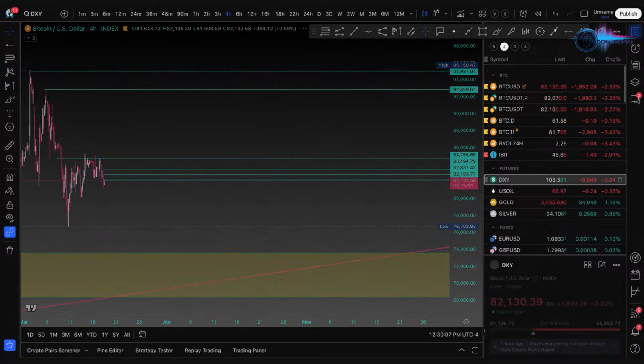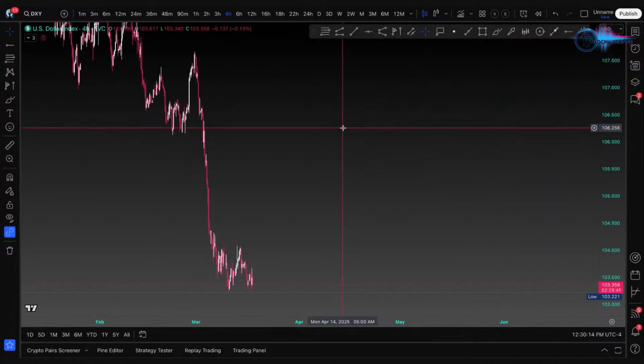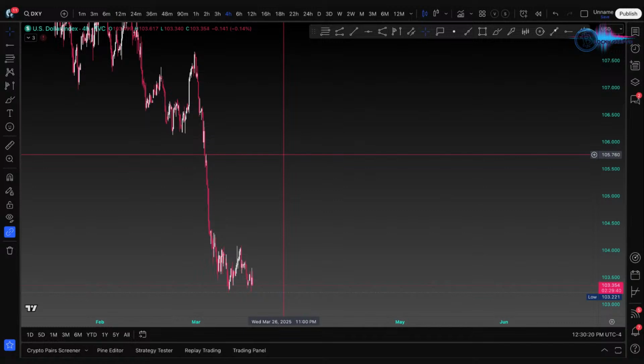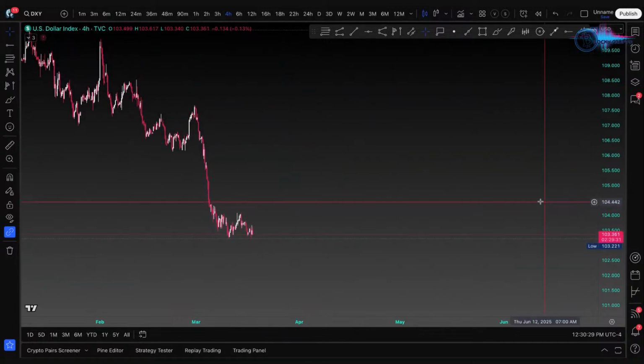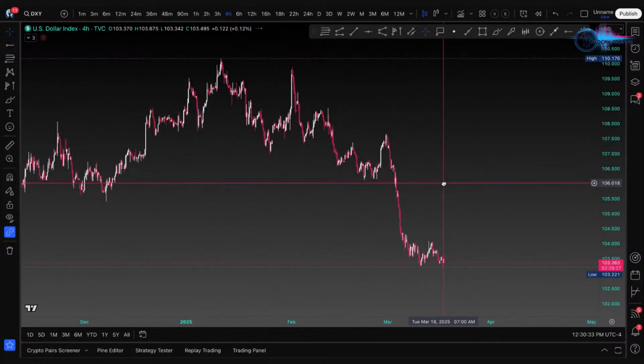All right, DXY real quick. DXY is dumping pretty hard, so technically Bitcoin should be going up. I saw a chart earlier that showed some pretty heavy X's on Market Cipher A, showing pretty heavy manipulation. So this is the DXY 4-hour chart, which is coming down pretty dang hard.